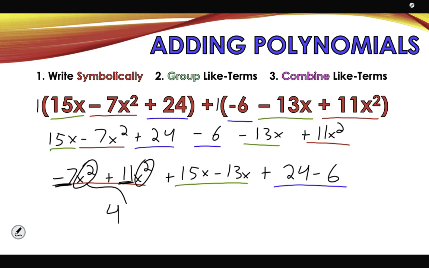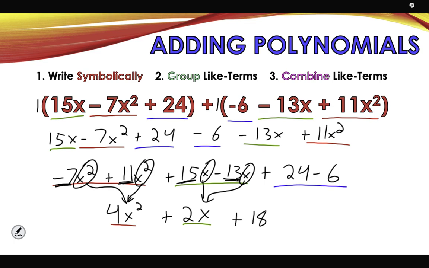Then I'll just rewrite that x squared. I'm not worried about this thing either. I'm just looking at the coefficients. 15 minus 13 should be positive 2, and then I'll keep whatever the thing was. In this case, it's an x. Last one is my constant, and 24 minus 6 is 18.